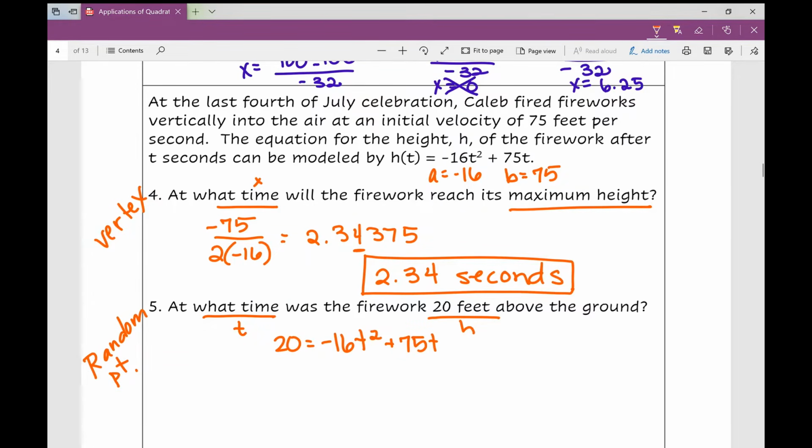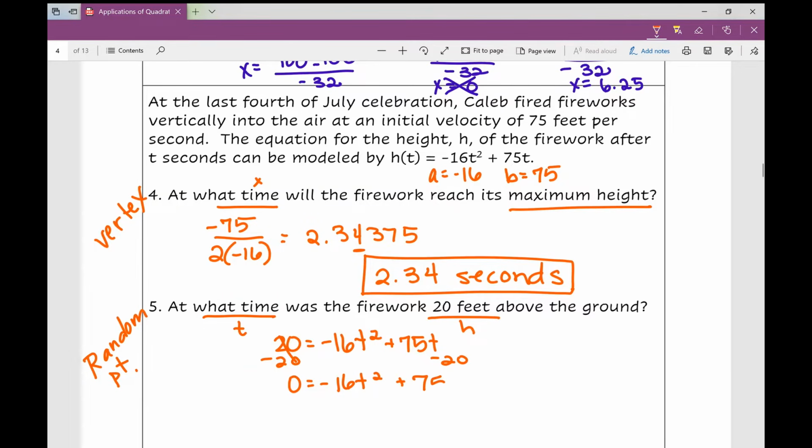Okay, and now how do I solve this quadratic? Well, again, if you go back to a previous lesson, you need to put this in standard form. How do I do that? I subtract 20 from both sides and set it equal to 0.